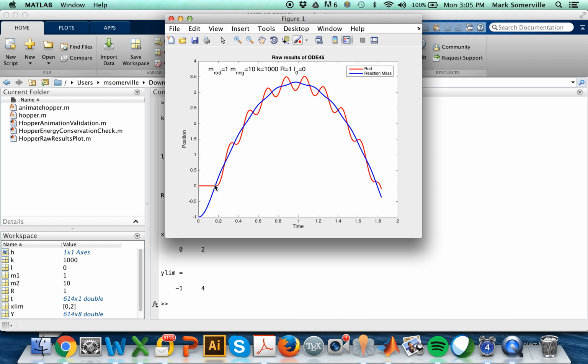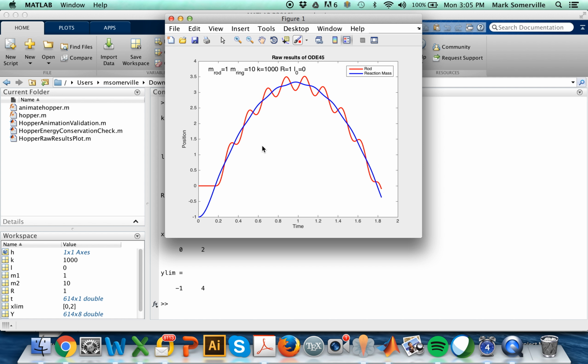First of all, the rod appears to be oscillating more than the ring. You can see the ring lifting up off the ground, and then once the ring has gotten a little ways past the rod, that's when the rod starts to lift off the ground. So this looks like we might expect it to.